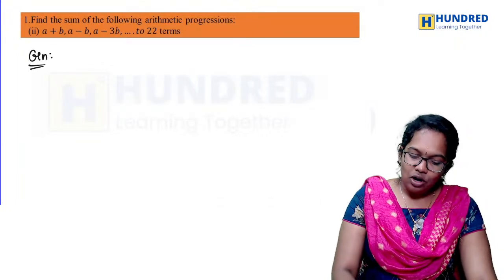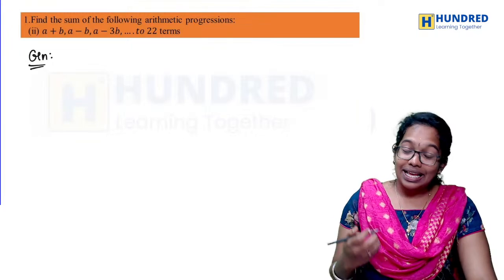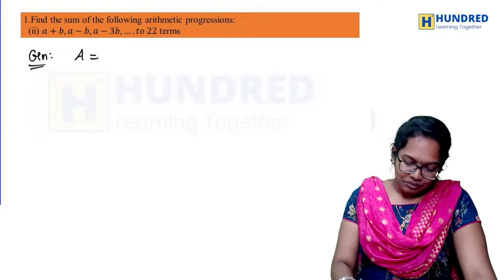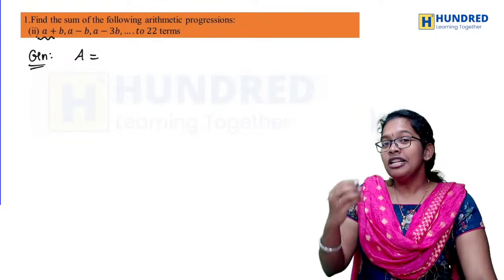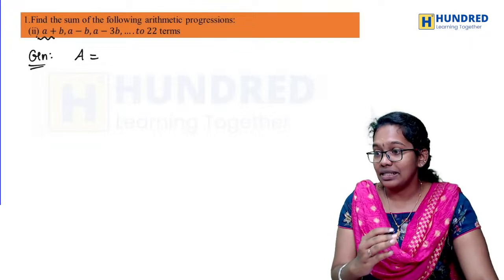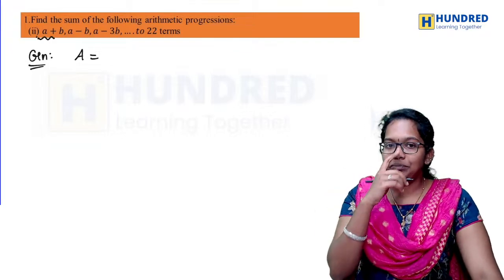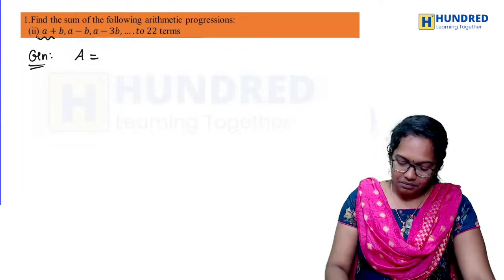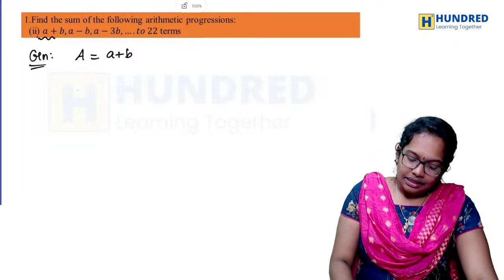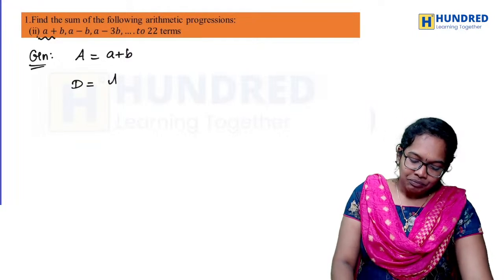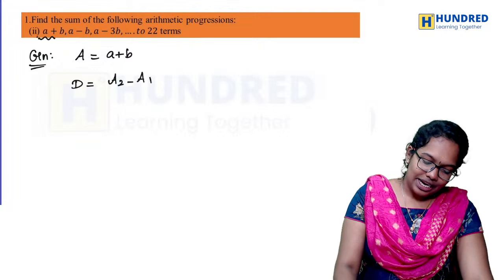For here, I'm just going to take the first term to be capital A, because I should not get confused with the small a that is already there. So I'm just taking capital A for representing A1. So capital A, which is the first term, is A plus B. The common difference, let it be D, is A2 minus A1. What is A2 here?